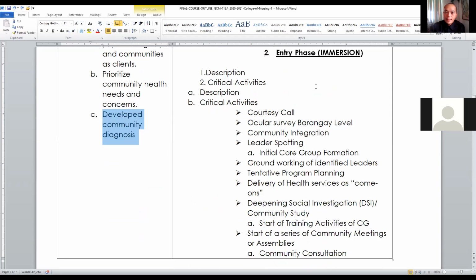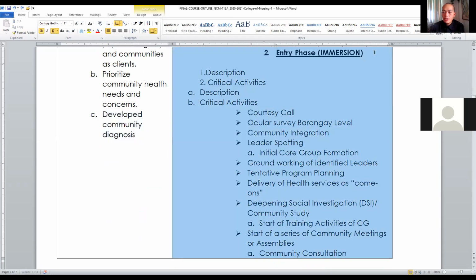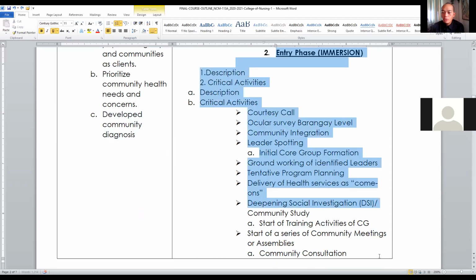Okay, so the second phase is your entry phase, or your immersion already. This is where you will be going to the community already. And I think this is the goal of your NCM 113A, since hindi nga tayo makalabas, is to bring the immersion to you through virtual. Paano namin kayo i-immerse sa community through the virtual? So I have things planned in mind.